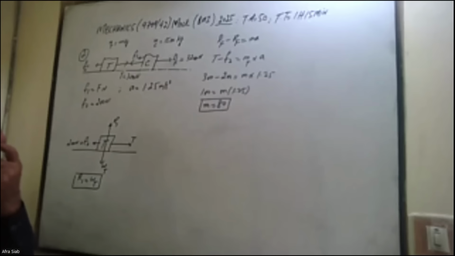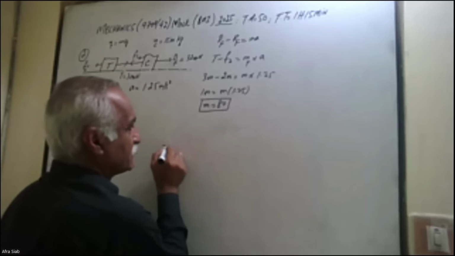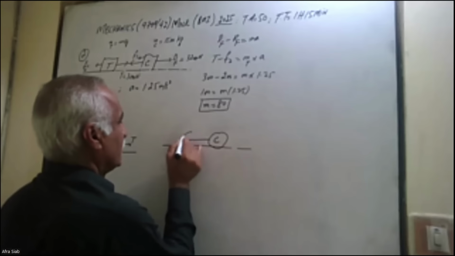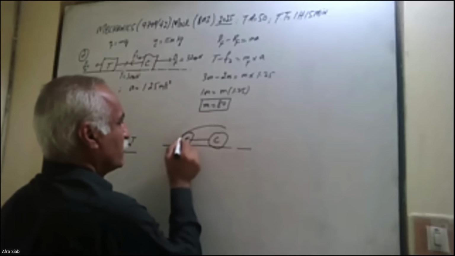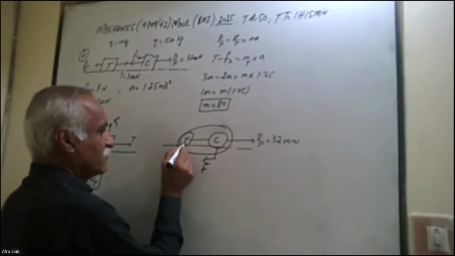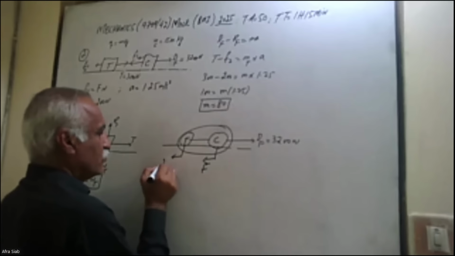Now they are asking us to find the frictional force F. So now we will combine these two particles. This is the car, this one is the trailer. They both combine together and are being dragged with the driving force of 3200 Newton. On the car there is frictional force F, and on the trailer the frictional force is 200.